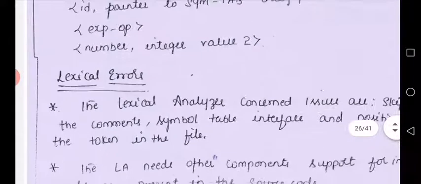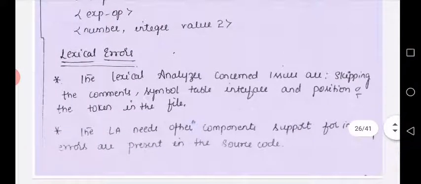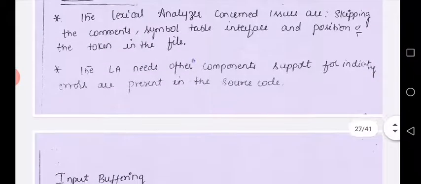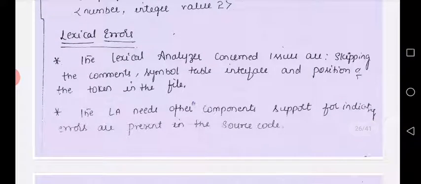And in case of lexical errors, we may find some errors while skipping comment lines. If a program contains comment lines, those should be eliminated, and during that we may face some errors. Then at the interface between the symbol table and the lexical analyzer, there also we may find some errors. That is the second possibility where we can have errors in lexical analysis. Then the position of the token in the file: while assigning the position of the token inside the symbol table, we may face some errors. Apart from that, we won't face many errors in lexical analysis. So these are a few basic concepts regarding the lexical analyzer.